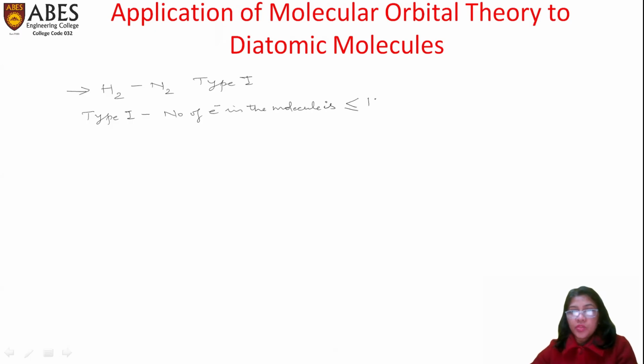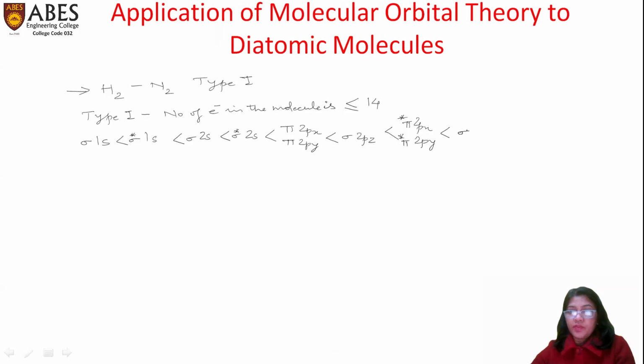is less than or equal to 14, then the molecule will have the configuration of sigma 1s, sigma star 1s, sigma 2s, sigma star 2s. Then the pi 2px orbital will be at this energy level, pi 2py at equal energy levels, then sigma 2pz. And for antibonding, we will be having pi antibonding 2px and pi antibonding 2py at equal energy levels, and then we will be having sigma star 2pz. The star mark is denoting the antibonding orbitals, and the other one is denoting the bonding molecular orbitals.